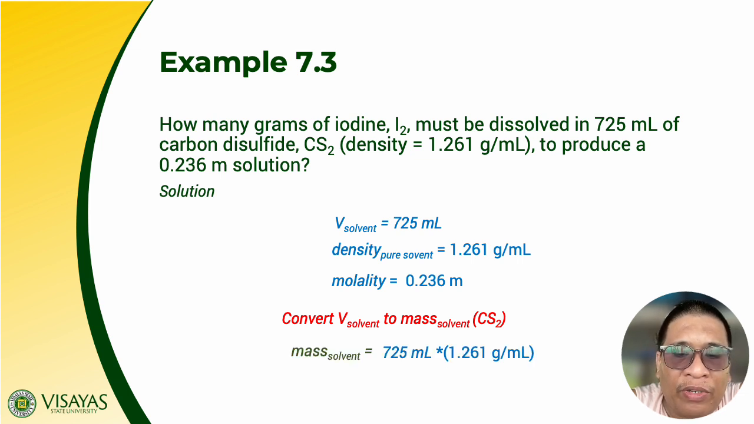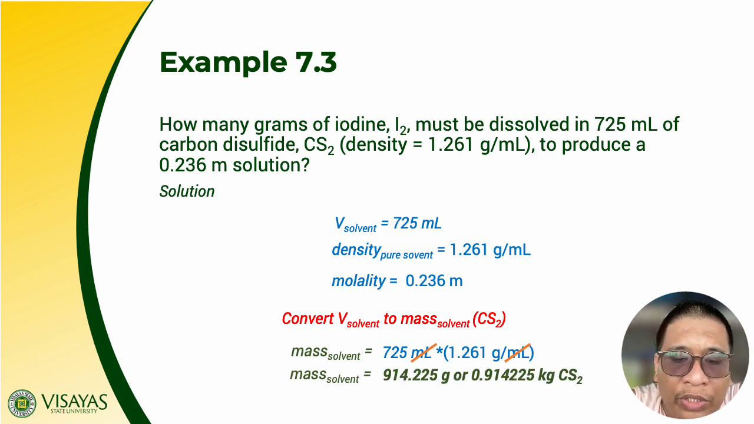That's mass of solvent is equal to 725 ml multiplied by the density. So that's from the formula, density is equal to mass over volume. So to solve for mass, that's density times volume. So in this case, we have the volume 725 ml and the density of 1.261 gram per ml. We can cancel the milliliter to form 914.225 grams of CS2. Or since we're going to use kilogram of solvent, we can divide it by 1000 to get 0.914225 kilogram of carbon disulfide or CS2. So now we have the mass of the solvent.